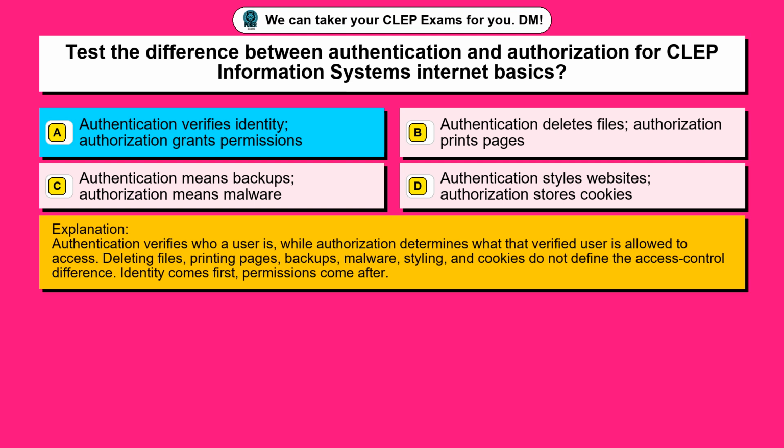Authentication verifies who a user is, while authorization determines what that verified user is allowed to access. Deleting files, printing pages, backups, malware, styling, and cookies do not define the access control difference. Identity comes first, permissions come after.